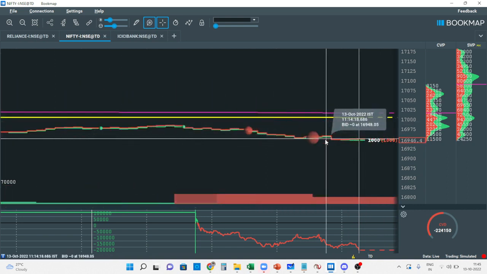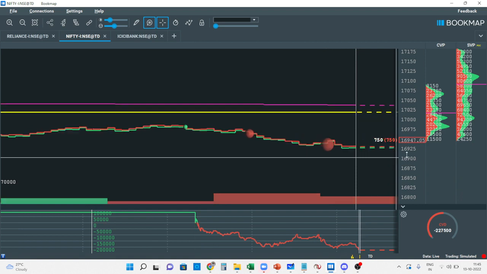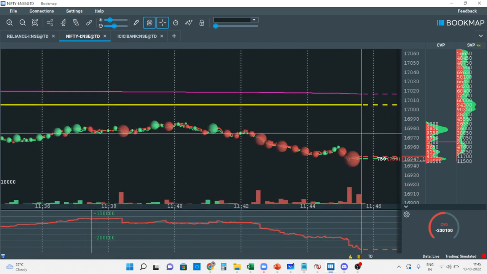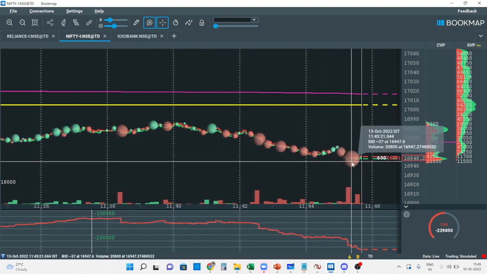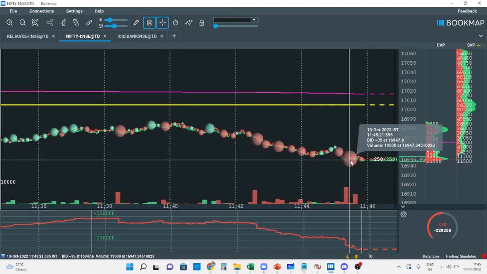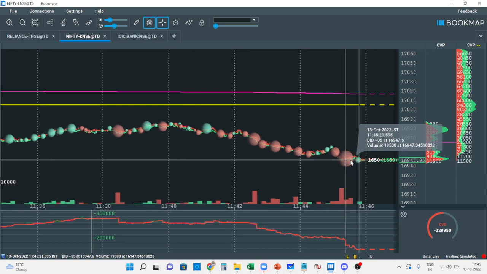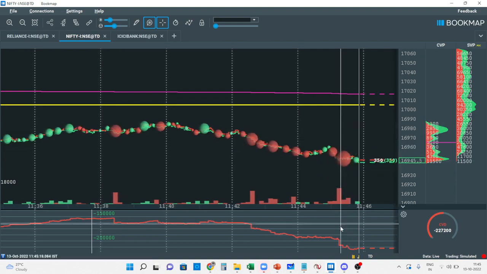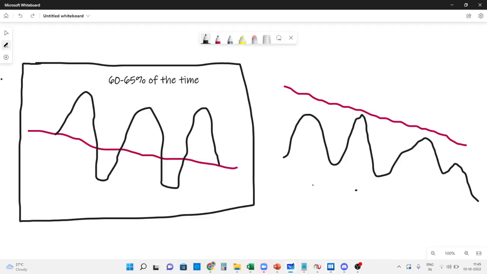So let's say if I am zooming out to the most, then my CVP will get adjusted accordingly. You can see that the CVP is getting adjusted based on the new information, automatically. Right. So what is CVP? Let's try to get some basics about CVP.